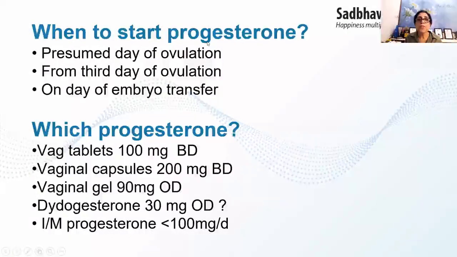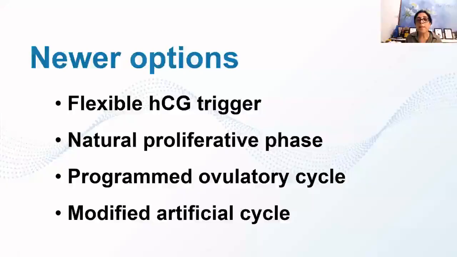When do we start progesterone? Again, there are no RCTs, but it could be from the presumed day of ovulation or any time between ovulation and the embryo transfer. With progesterone, anything works because we are supplementing. You can use capsules, gel, even dydrogesterone has given results, 30 milligram daily. And if you're using intramuscular progesterone, it should be less than 100 milligram per day.